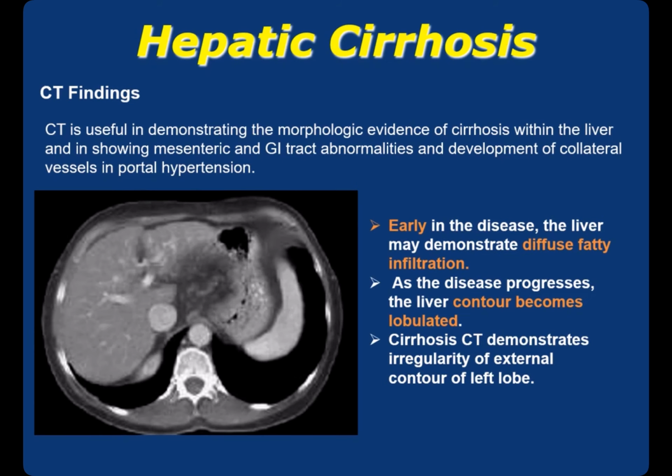CT is useful in demonstrating the morphologic evidence of cirrhosis within the liver, and early in the disease, the liver may demonstrate diffuse fatty infiltration. As the disease progresses, the liver contour becomes lobulated. The contour of the liver becomes lobulated, and we can see the irregular external contour of the left lobe.